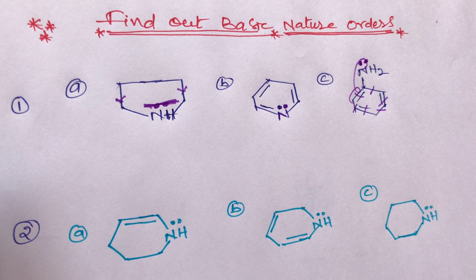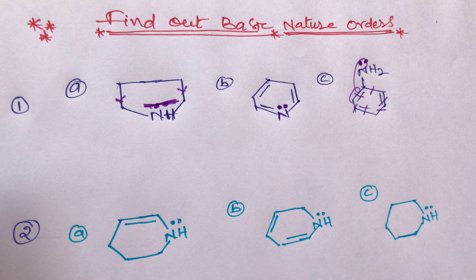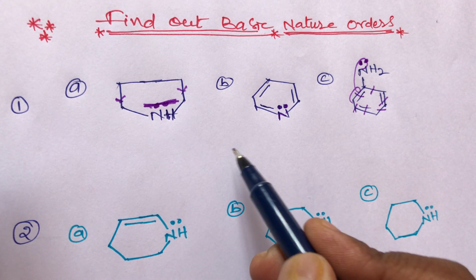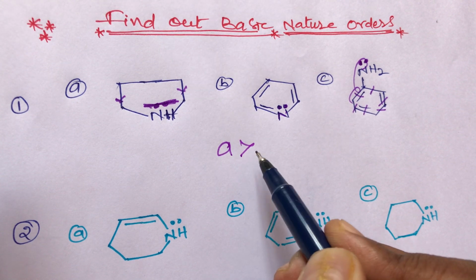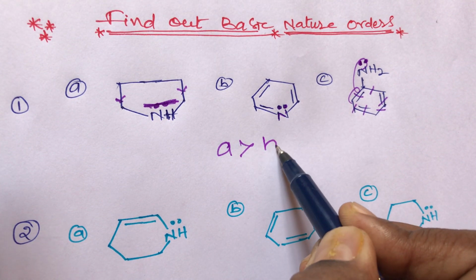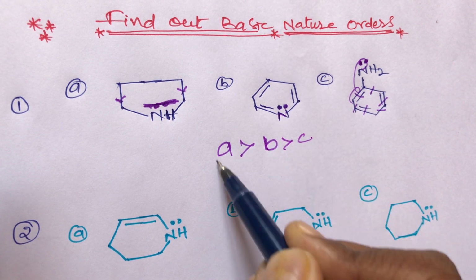Out of these three, which one has more basic strength? What I said, what is the condition here? More electron density. A compound having more electron density is always more basic. Out of these three, which one has more electron density? The A compound has more electron density, so the A compound is more basic than the B compound. The B compound has more electron density than the C compound. This is the order, students.